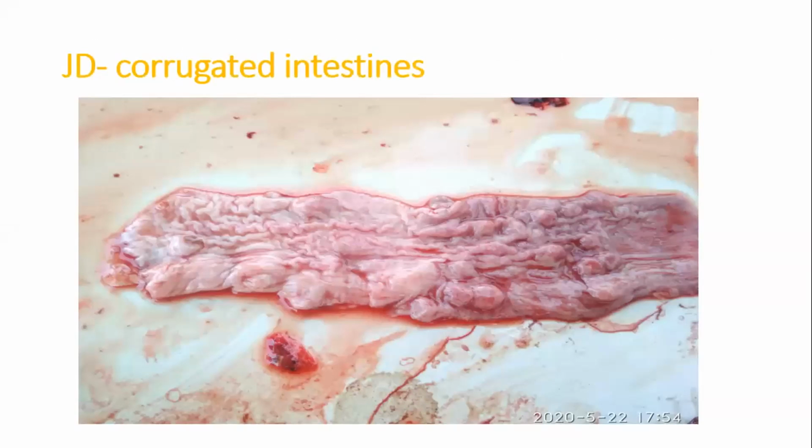Then another disease is Johne's disease. It's a very common condition in some particular areas of Maharashtra. You can see there is corrugation of the intestines, and such farmers complain that their animals have had diarrhea for the last 3 months, 4 months, 6 months. Some of the farmers told me that their animals have had non-stop diarrhea for the last 1 year.